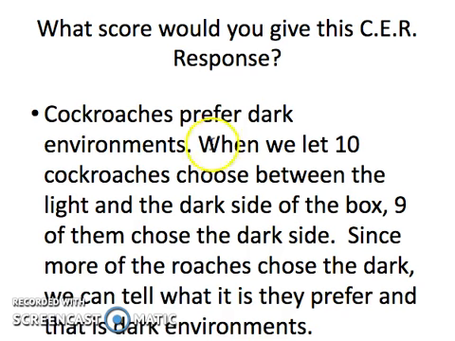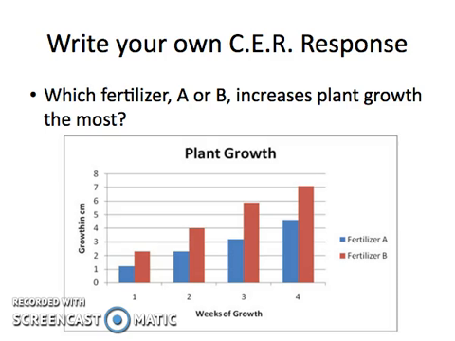This one is a little bit better. We can see they actually have data. 10 cockroaches chose between the light and the dark. 9 of them chose the dark, so they must prefer the dark. Okay, it has data. What you're going to do now is practice writing your own CER response based on this prompt here. All right, so why does the graph tell us which fertilizer is correct? So your claim should be A or B, increases plant growth the most, and then explain why. All right, when you're done, grade yourself with your rubric and see how you did.